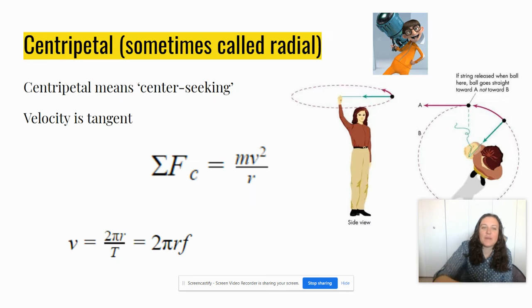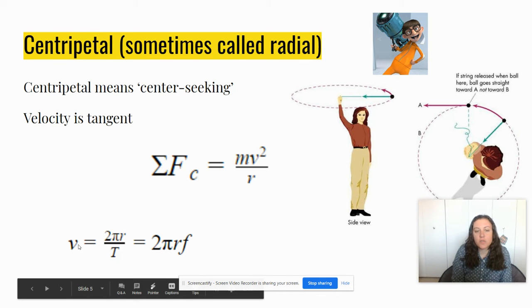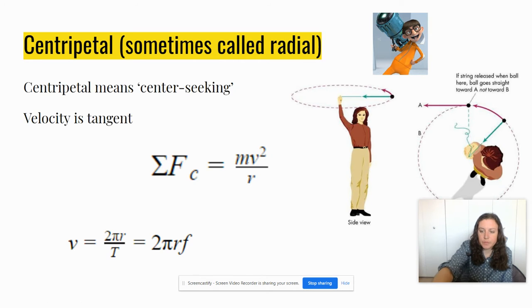Okay, so centripetal is called center seeking. So your net force is always towards the center. You'll notice the force is towards the center here, but your velocity is tangent. If you guys remember me standing in the back of the classroom, I let go of the poi ball and it went tangent. Your forces are vectors, because they're forces. Your speed is just the distance over the time, so it's 2 pi r, which is one circle, divided by the period.